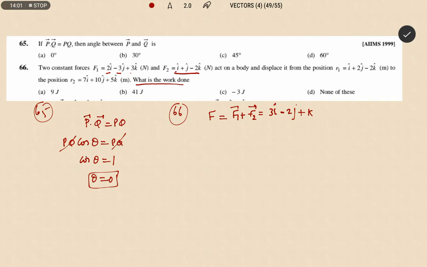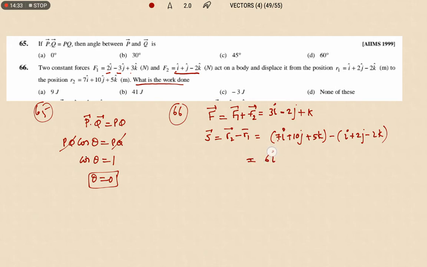Next, the displacement vector. How to find the displacement vector? I told you that already. The displacement vector is the final position vector minus the initial position vector. What is the final position vector? 7i plus 10j plus 5k minus the initial position vector i plus 2j minus 2k. So 7i minus i, 6i; 10j minus 2j, 8j; 5k minus of minus 2k, plus 10k.